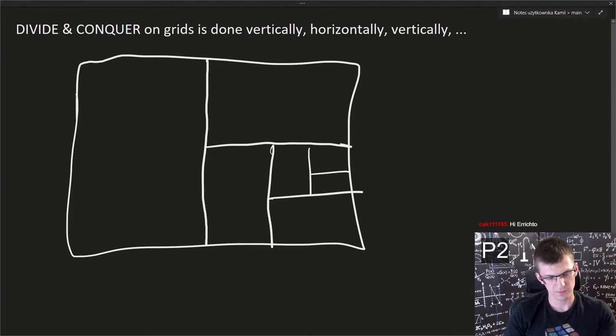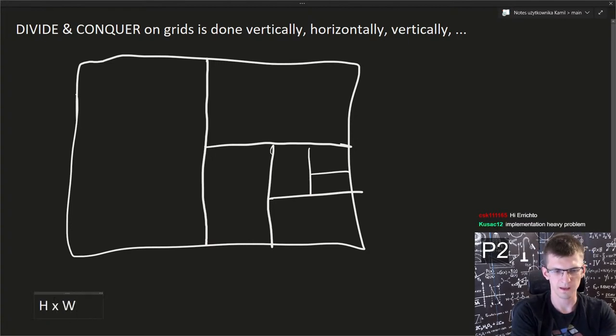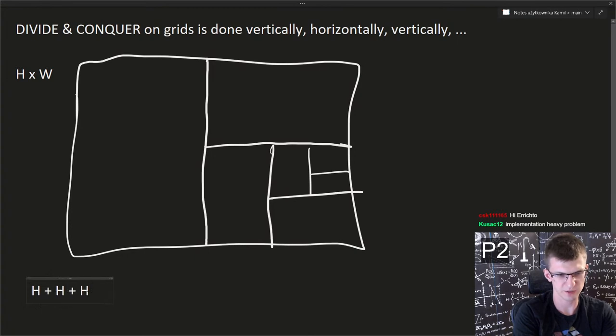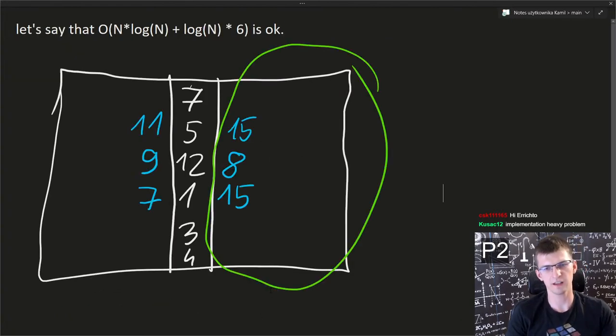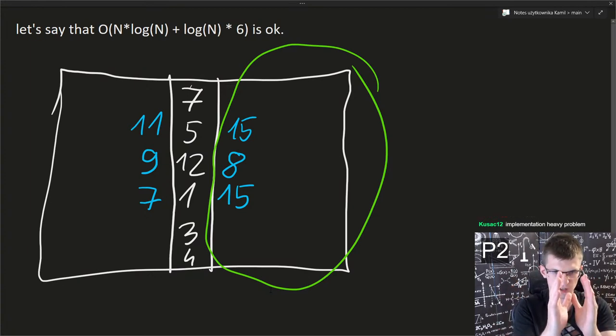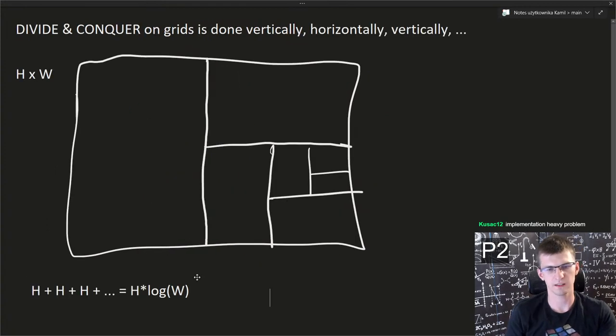Previously, the time complexity was the height of the grid, so just n. But let's say that the grid is h by w. Previously, we had the number of queries h plus h plus h plus and so on, being h times log of w. That was what I planned first. If I then split this smaller half, the right half, again vertically into two, and then one of the halves again vertically, it would be like that.